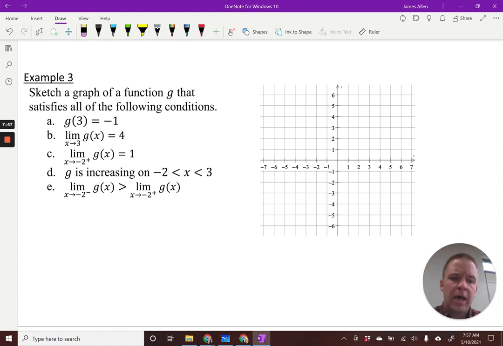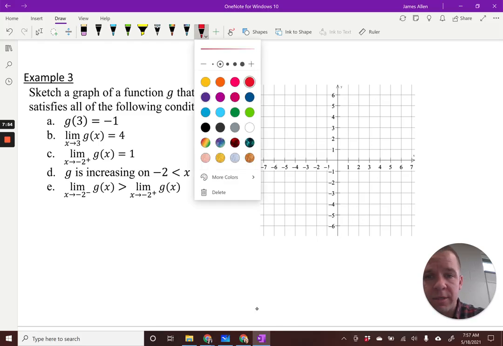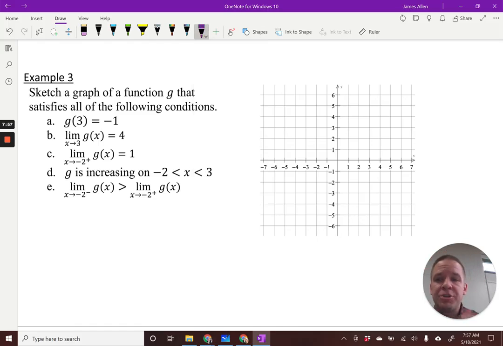So hopefully you took a little bit of time to think through this and how we might go about it. We'll just start with A and work our way down. First off, it says that g of 3 is equal to -1. As an ordered pair, that would look like (3, -1). So I know I need to have the point (3, -1). Let's start with that. It's got to be on the graph, and it's got to be a solid dot, not an open dot, because when the function is evaluated at x equals 3, our output will be -1. All right, first part done.